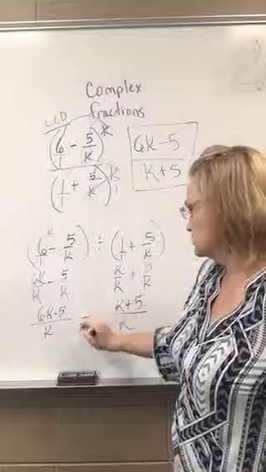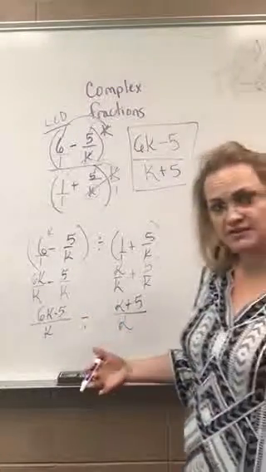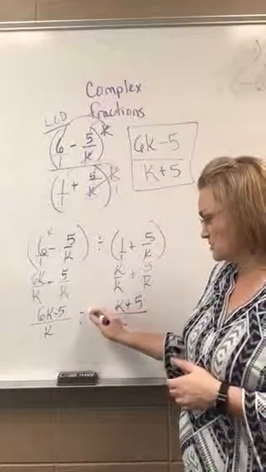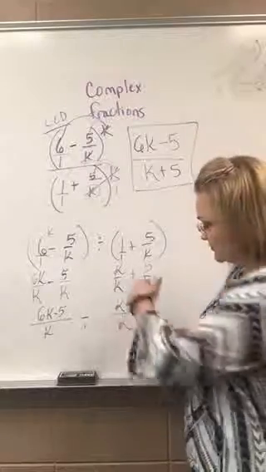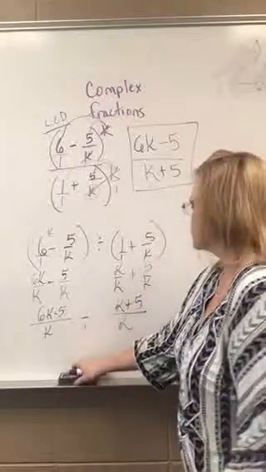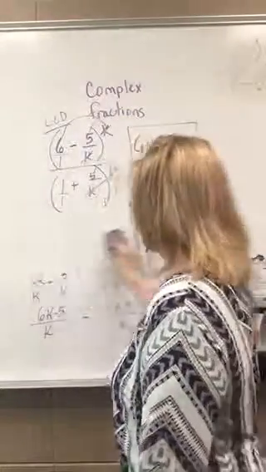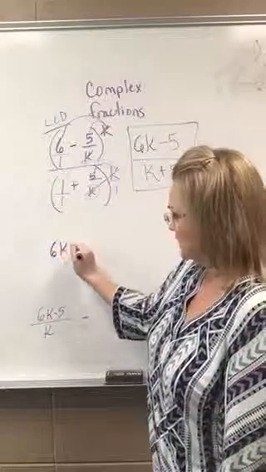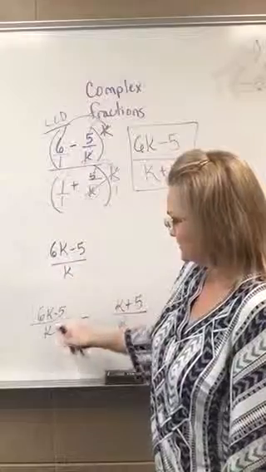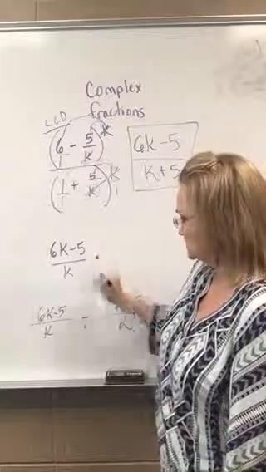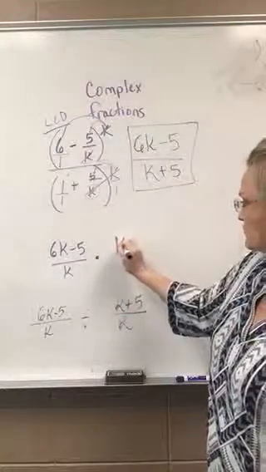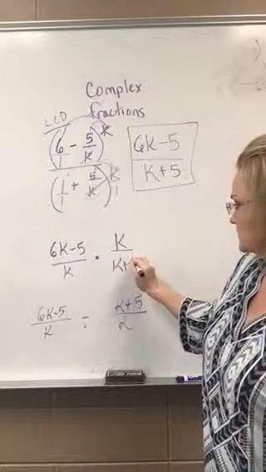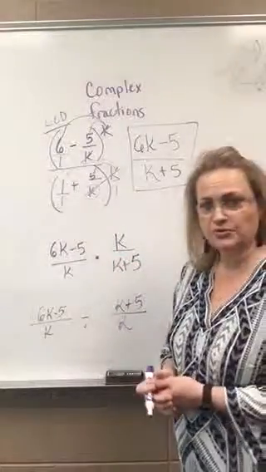Now this is a division problem, so what we learned in a previous section is that division can be changed to times by flipping the second fraction. So let me make room for that here. Now we're going to write our division, 6k minus 5 over k, divided by, we'll change to a times, and we'll flip the second fraction, and then we'll work it like we've done in a previous example.